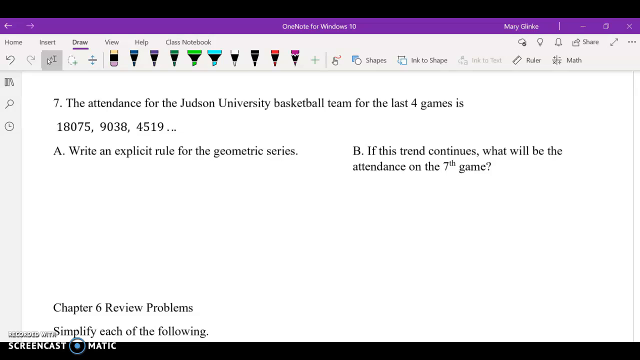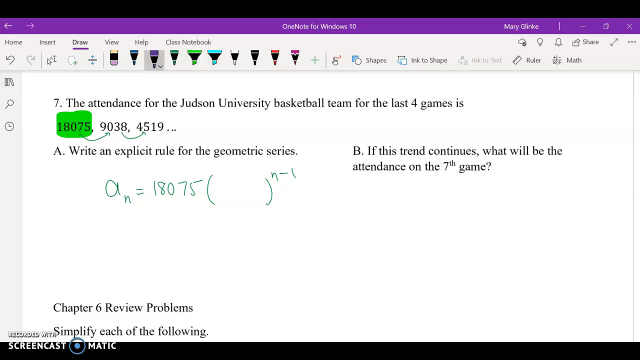So let's go ahead and take a look at this one. It now is talking about attendance for the Judson University basketball team. So we have these 3 different games here. 18,000 was the first one, then 9,000 and 4,000. So we want to write our rule. Our first term here is 18,075. Then we want to find our r value. So what are we multiplying by to get to the next term?